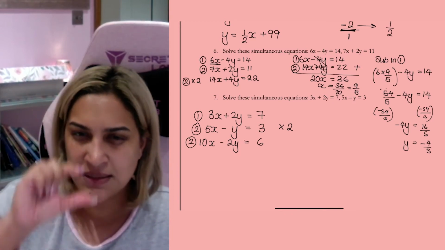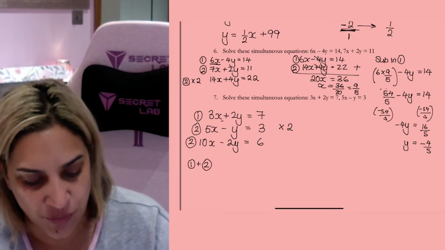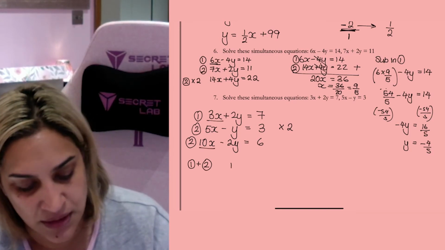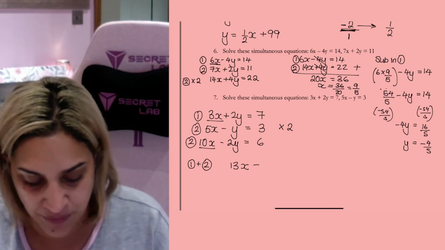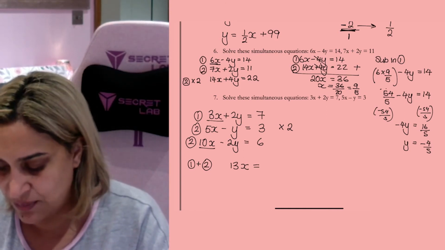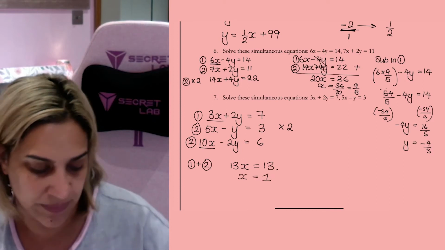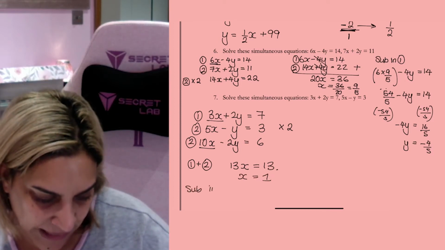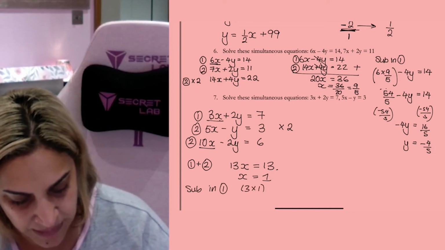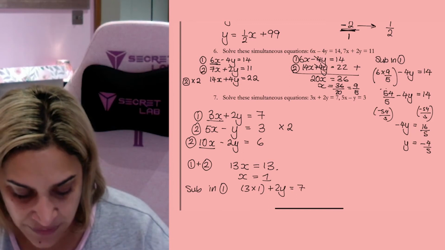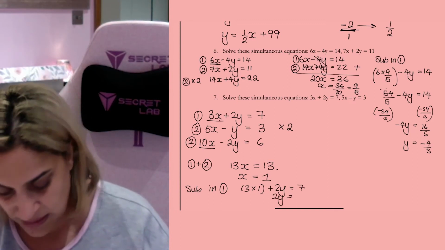Because the signs are different, we add up. So we're going to do 3 plus 10, 13x. The 2y and the minus 2y cancel each other out. You'll have 7 plus 6 to give you 13. So x is 1. You can sub it back into the first one. So you've got 3 times 1 plus 2y equals 7. So 2y equals 7 minus 3, which is 4.